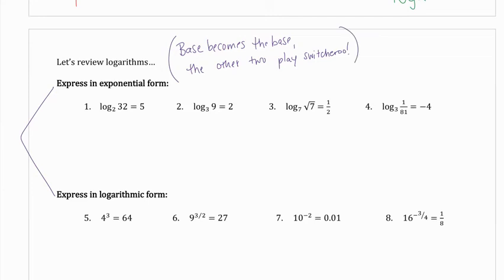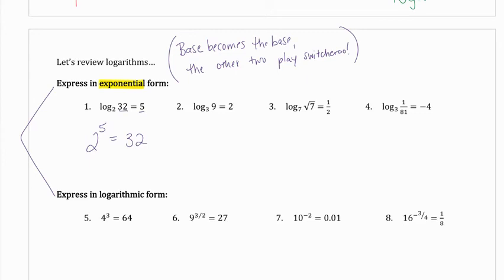But here's how that works. So if I've got log base 2 of 32 equals 5, remember that's how you read that, then to switch it into exponential form, because that's what we want to do here, I'm going to make the base of the logarithm be the base of my exponential. So 2 is my base. And the other two numbers, the 32 and the 5, will switch places. So the 5 becomes my exponent, and the 32 becomes the result. And you can check it here: 2 to the 5th power is 32. That is a true statement.